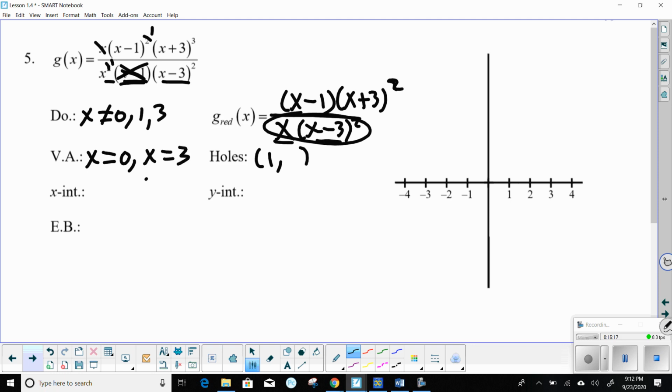By the way, we can tell if 0 and 3 are odd or even asymptotes. We talked about that in 1.3. X equals 0, look at the reduced form when you do this. It's x to the first power, so that means 0 is odd.